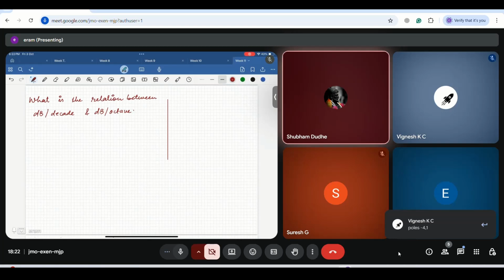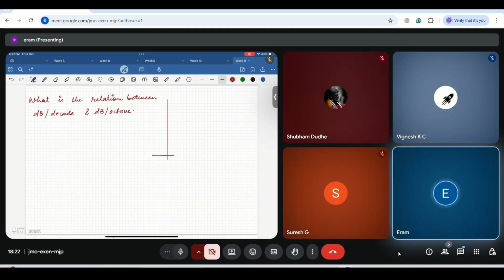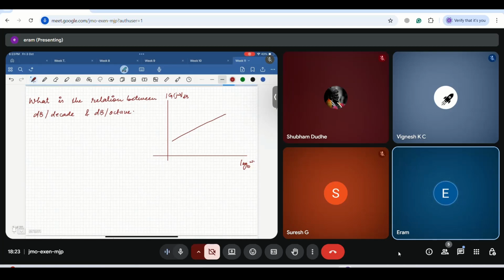Yes, ma'am. So if any other student is interested, you can see this also. Let's suppose I'm just drawing a random thing. Here you have the magnitude of G(jω) in dB, and here you have your frequency. So this is your Bode plot. Now how do you define a slope? Slope is nothing but tan theta, if this is theta.